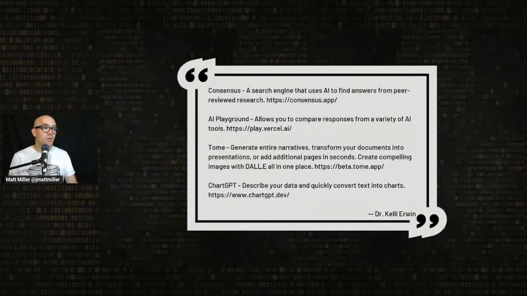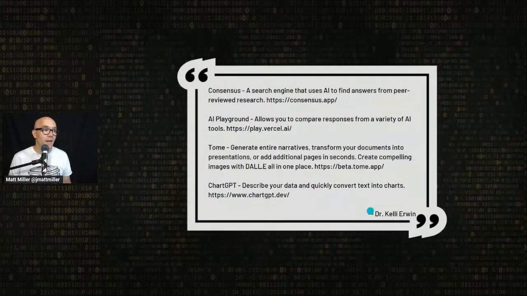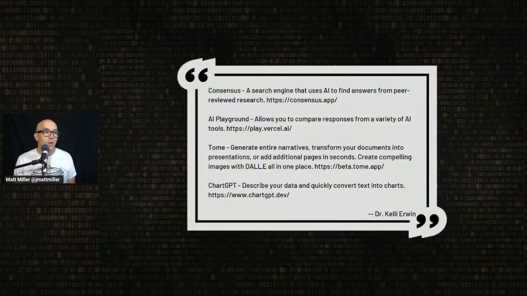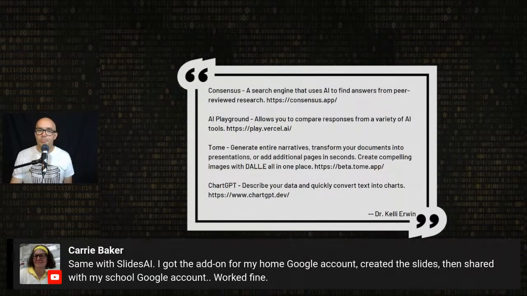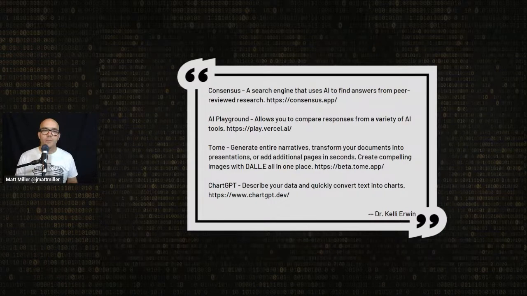AI Playground lets you compare responses from a variety of AI tools. Tome generates entire narratives. Chart GPT lets you describe your data and quickly convert text into charts. So lots of things that you can use here. Carrie says, same with Slides AI. I got the AI add-on for my home account, created the slide, shared with my school account, worked fine. Okay. Oh, that was related to the Curipod thing that Sue was talking about.